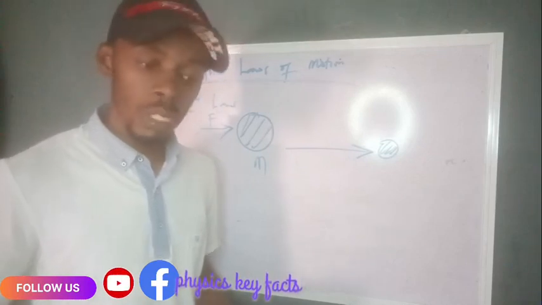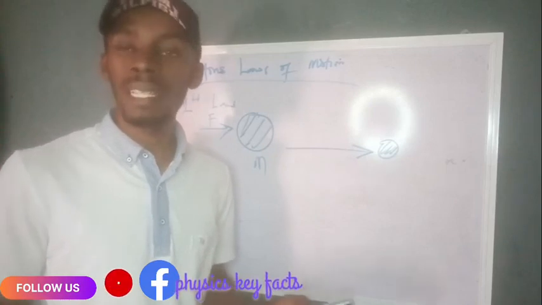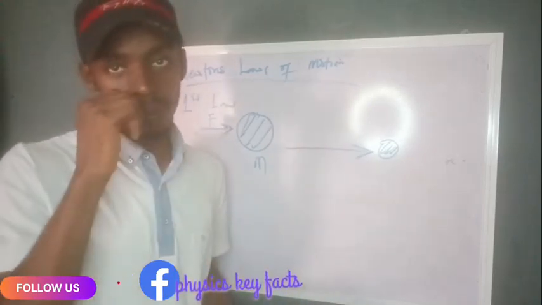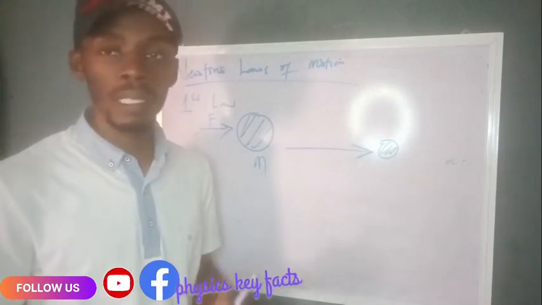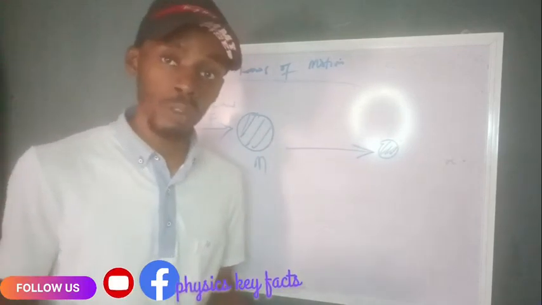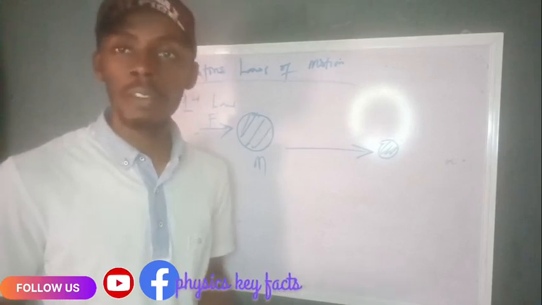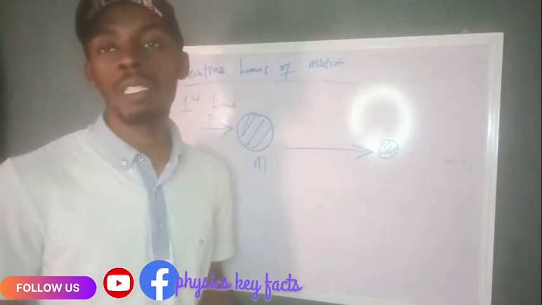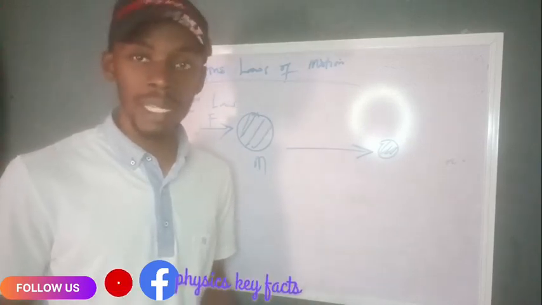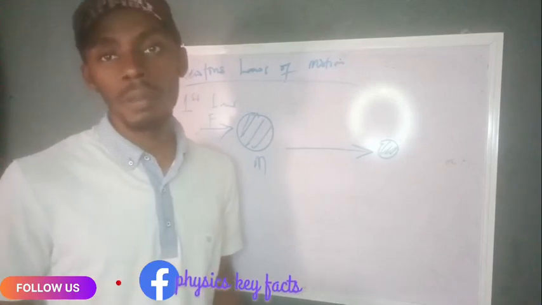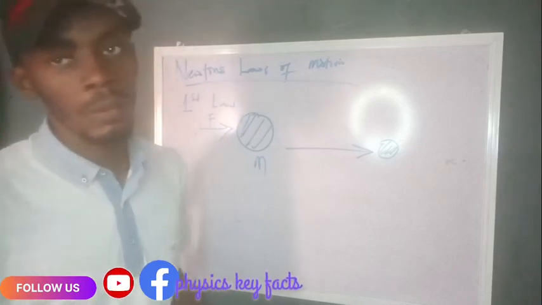Another instance: if I roll a ball, neglecting friction. Of course, when a ball is rolling on the ground, the effect of friction between the ball and the ground will definitely bring that ball to a stop at some point. But assuming friction is zero and there's no external force acting on that body, that ball will continue to roll till infinity on a straight line, except it is acted upon by an external force. That is simply what Newton's first law of motion is saying.